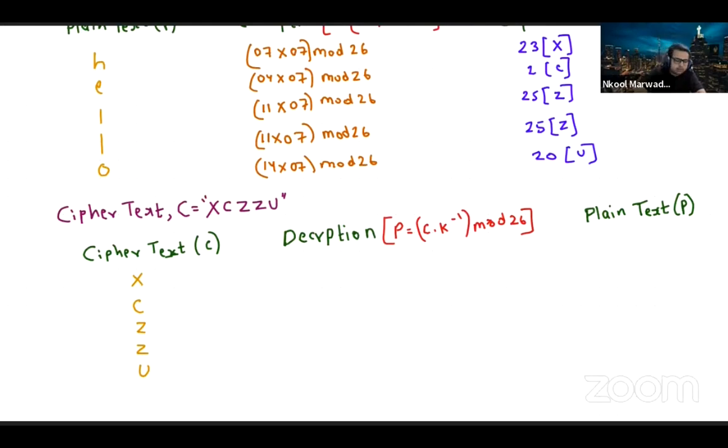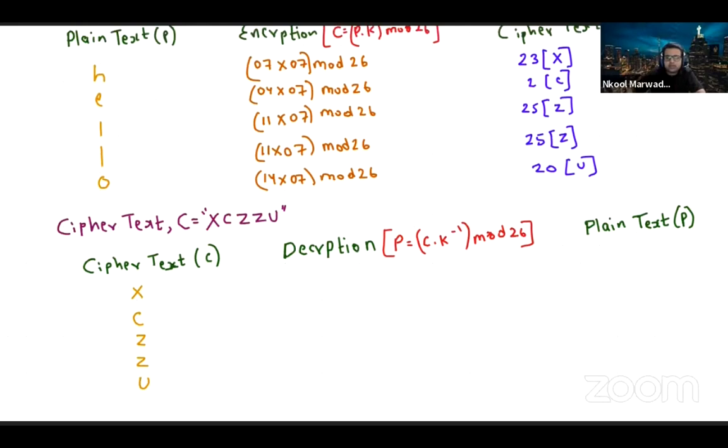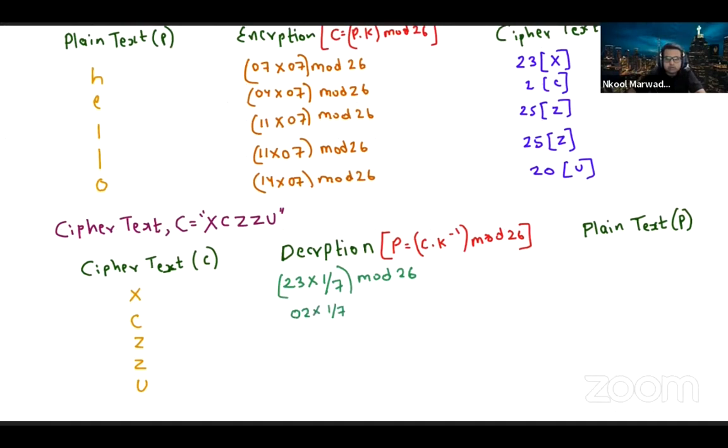So what is capital X? Let me open the table. So from the table, you can say that capital X is 23. 23 into 1 by 7 mod 26. Then capital C, we have 2 into 1 by 7 mod 26. Then we have capital Z, 25 into 1 by 7 mod 26. Then once again we have 25 into 1 by 7 mod 26. Then we have capital U, that is 20 into 1 by 7 mod 26.